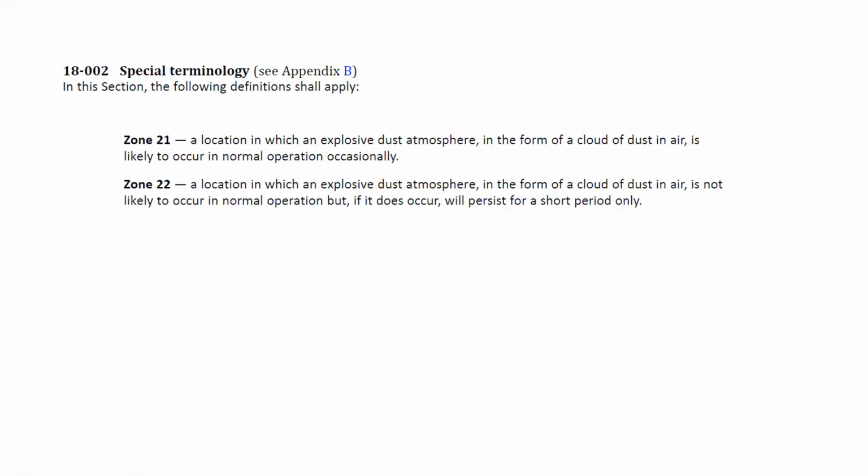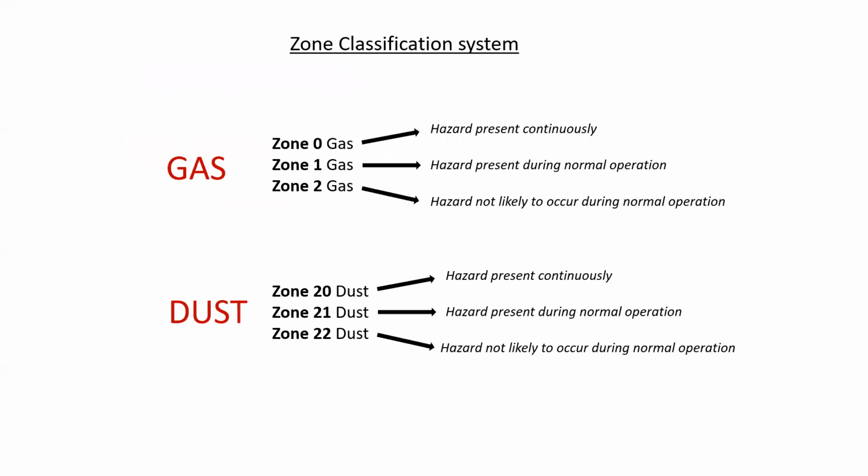When we look at dust, dust is going to have, again, 3 different classifications, one of which is missing here, but you can find in 18-002, the missing item, we have Zone 20, Zone 21, and Zone 22. Zone 20, 21, 22 are, again, allocating the degree of hazard based on what type of dust and how often it's going to be present in the air. If we look at all 6 of them side by side, we can see hazard present continuously, hazard likely to occur in normal operation, and hazard not likely to occur during normal operation.